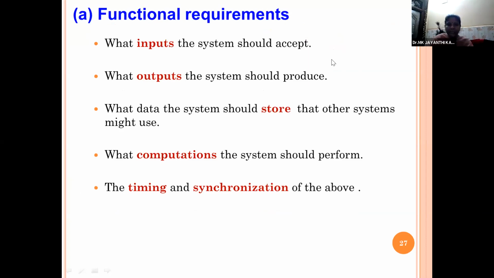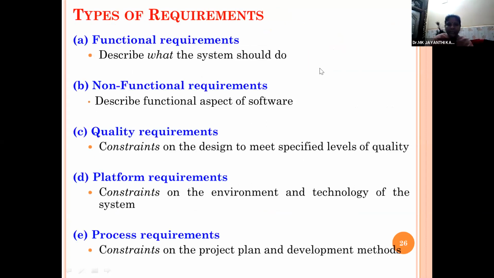Are you able to see the PPT screen? Kirtana? Vandana? Are you able to see the screen?